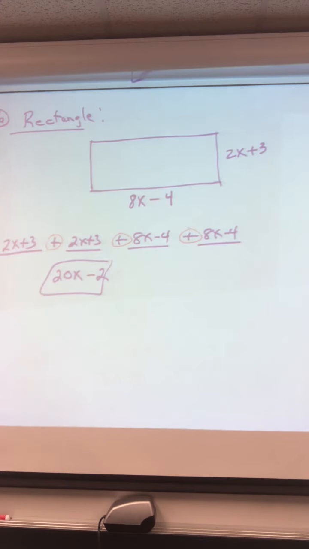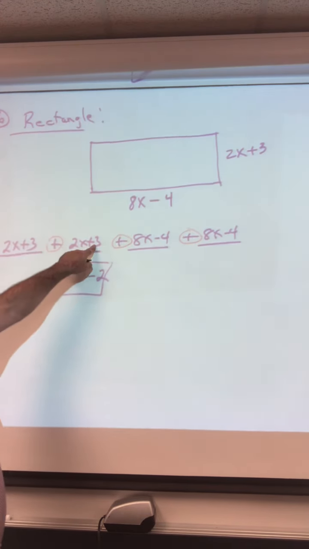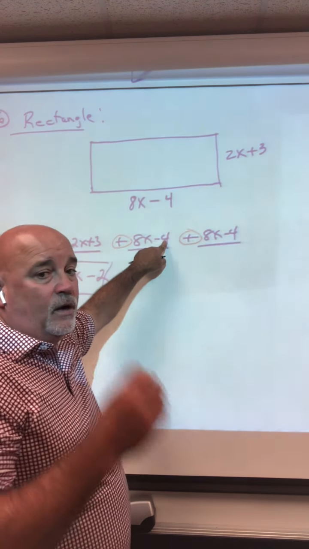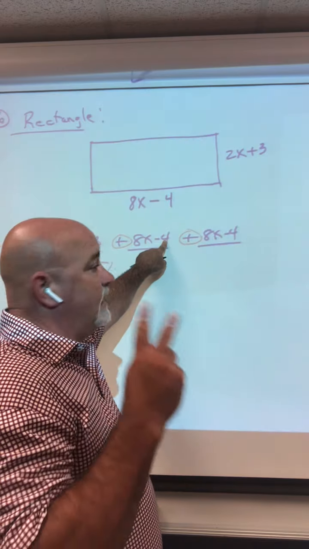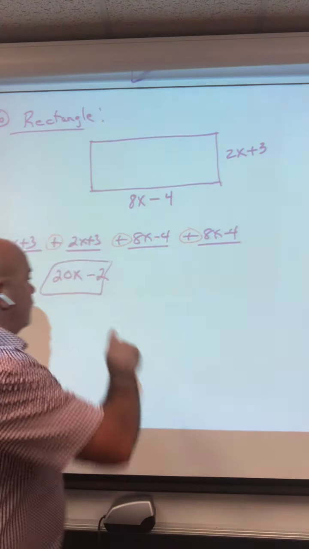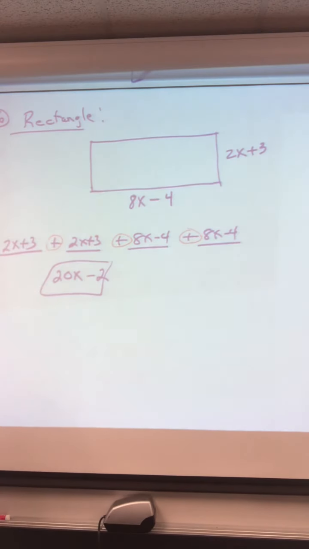Now add the numbers together. 3 plus 3 is 6. 6 minus 4 leaves 2. And then if you have 2, but you lose 4 more after that, you are down 2. So it's 20x minus 2.